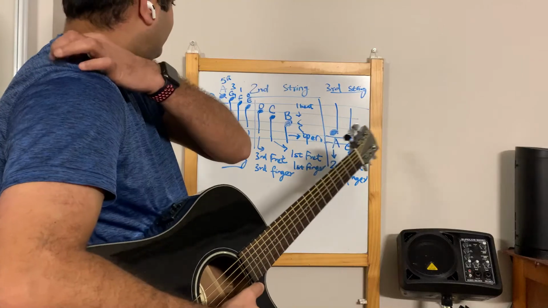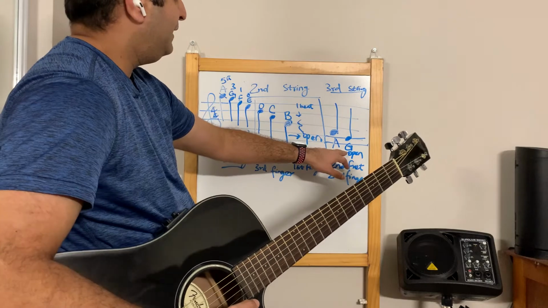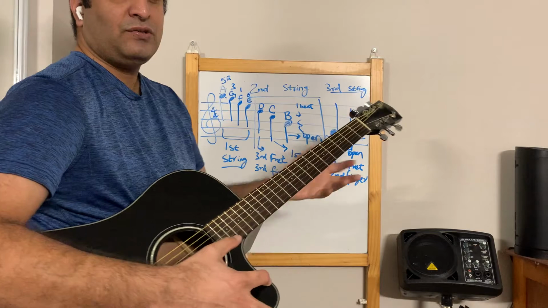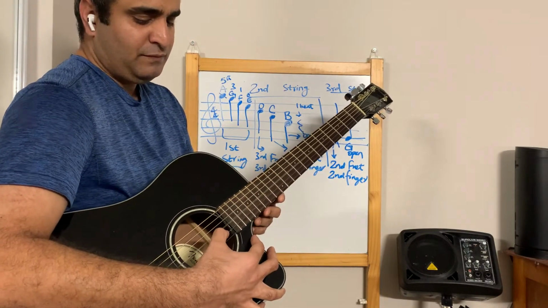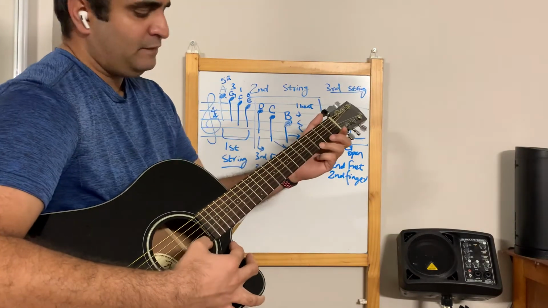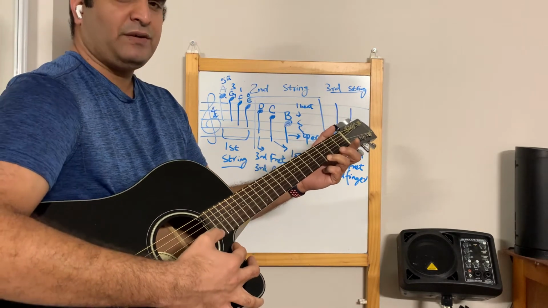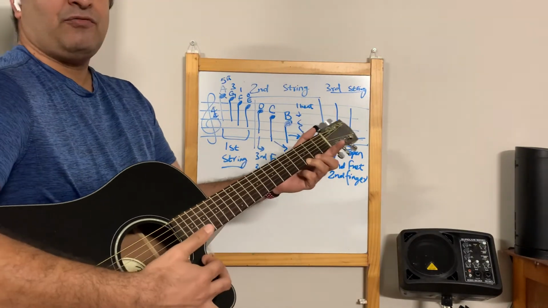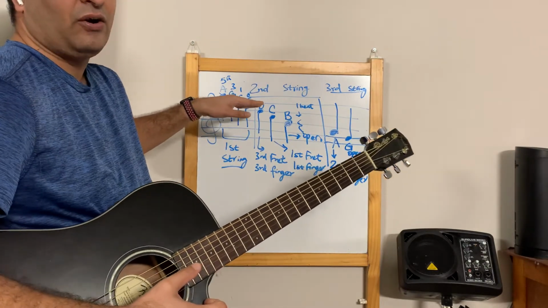Now if you see here, I have a G here, and then I have a G here on the first string. Are those the same? Well, if you play it, let's see. So this is my third string open, and this is my first string third fret. If you see, it sounds quite the same, because the note is the same in the language of music. But what is the difference? This is on a lower octave and this is on a higher octave.